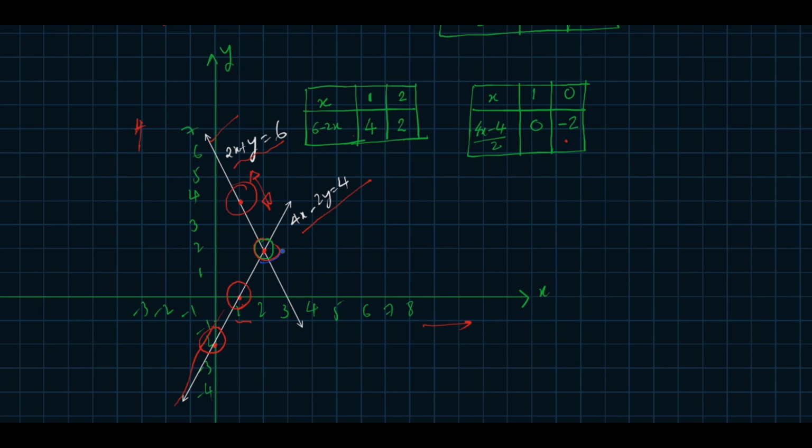Now both of them intersect at this point. So this is our answer. The value of this is 2 comma 2. So the value of x is 2 and the value of y is 2. They intersect at the point 2 comma 2 and they have only one solution. The solution is x equals 2 and y equals 2.